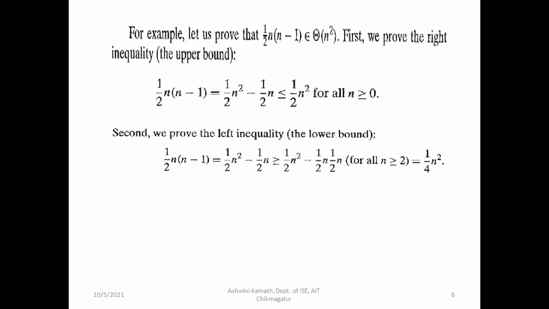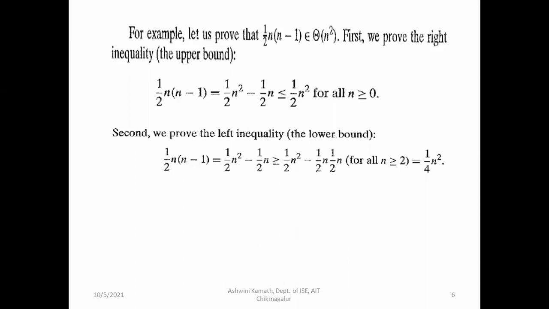At least the value of n naught must be 2, so that the left hand side is greater than the right hand side. That is, half n into n minus 1 must be greater than 1 by 4 n square. For that, the value must be at least 2. If it is 1, what happens? Half n square minus half n, when n is equal to 1, what happens?